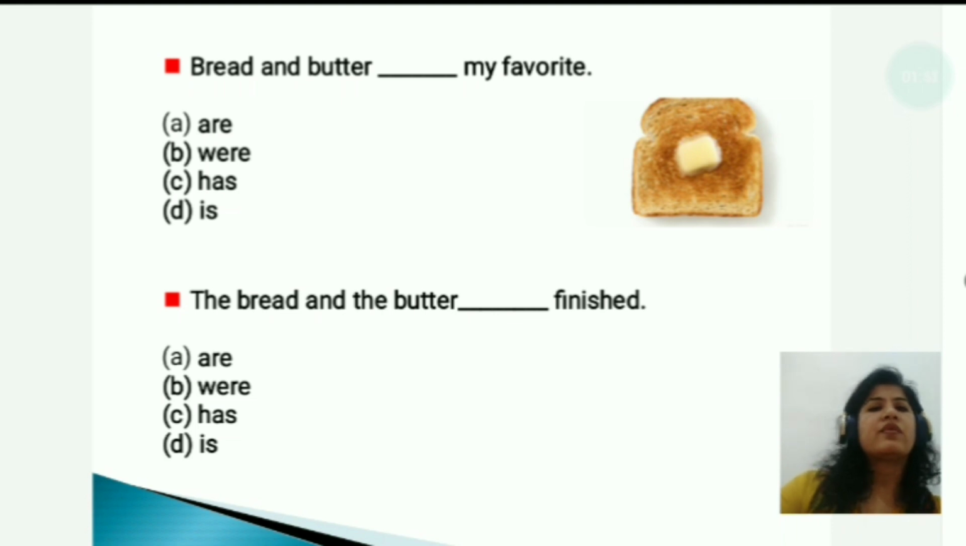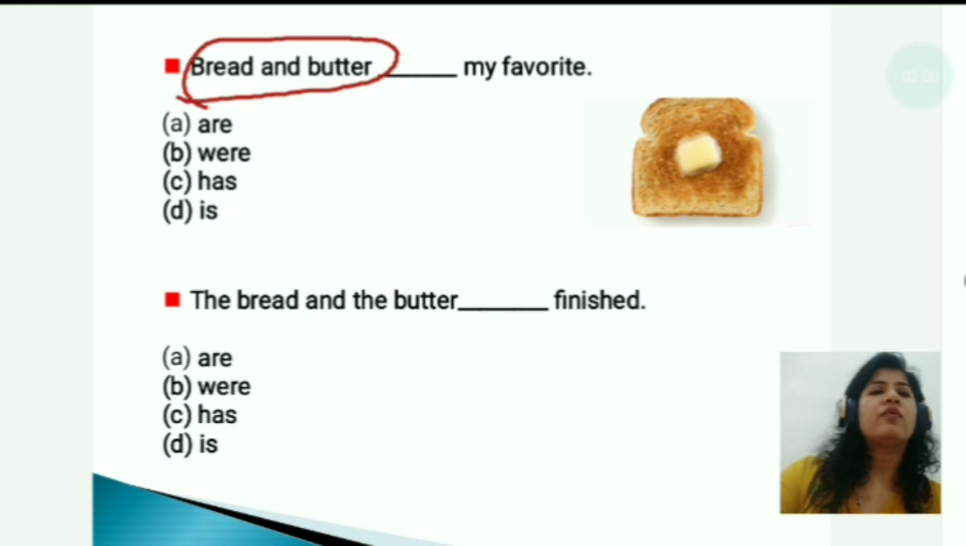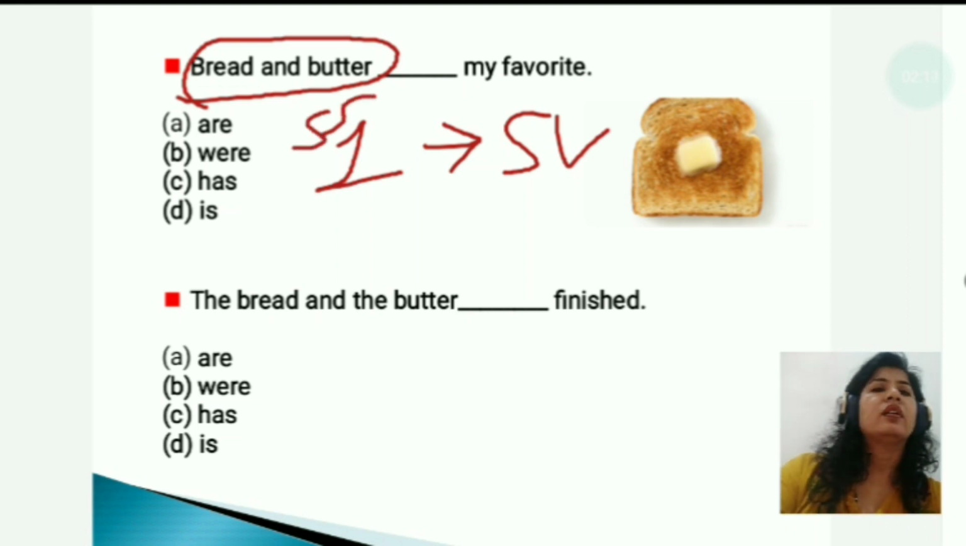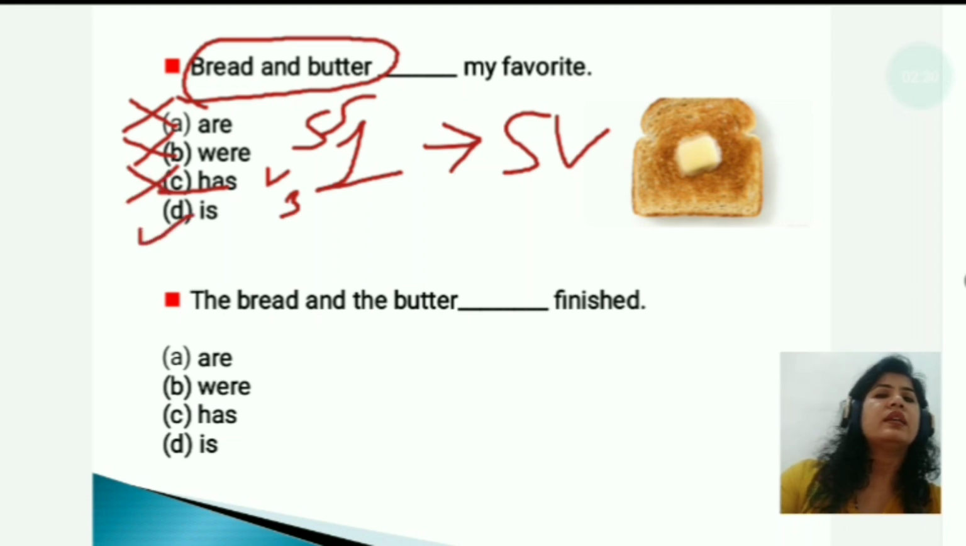Let's do these MCQs. First one is bread and butter blank my favorite. Bread and butter. It's talking about one object, because there is no article after and, so we would use a singular verb. It makes it a singular subject and a singular verb would be used. Are is plural. Were is also plural. Has is singular but it needs the verb's third form behind it. That's not here, so grammatically it's also wrong. Is is the correct answer as it's the only singular verb here. Alright, bread and butter is my favorite.